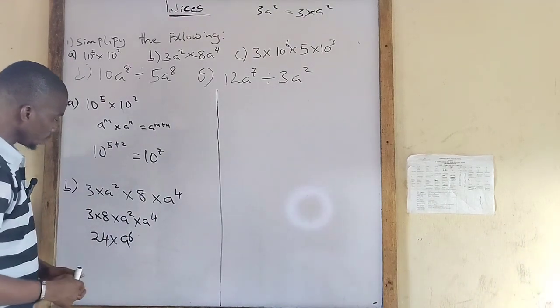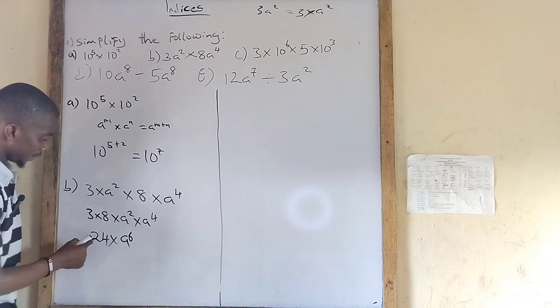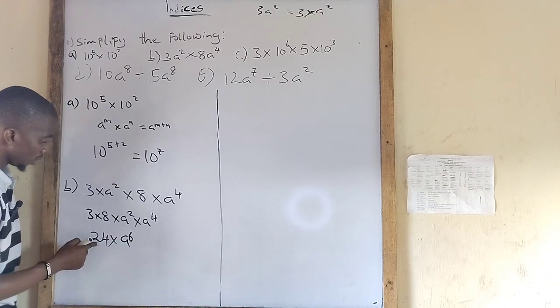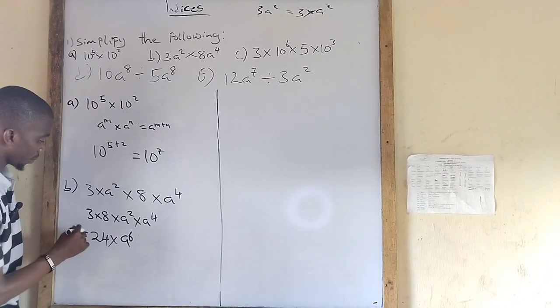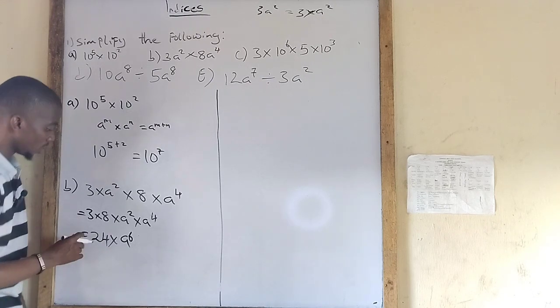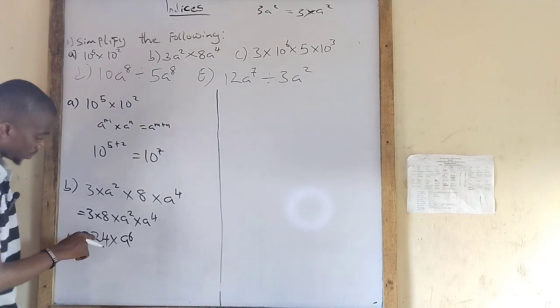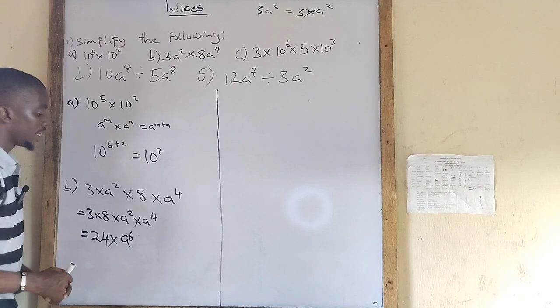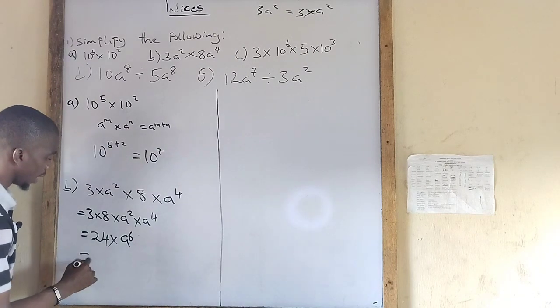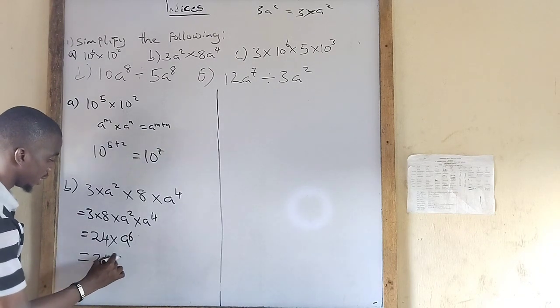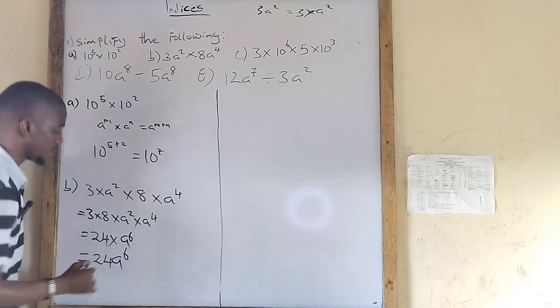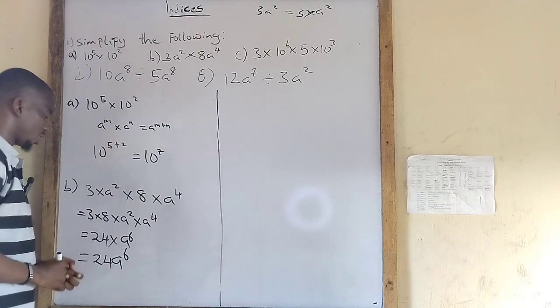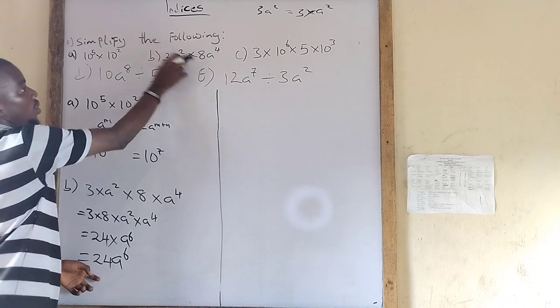So we'll multiply 24 times a raised to the power of 6, so that we have 24a raised to the power of 6. Okay, so this is the result for this.